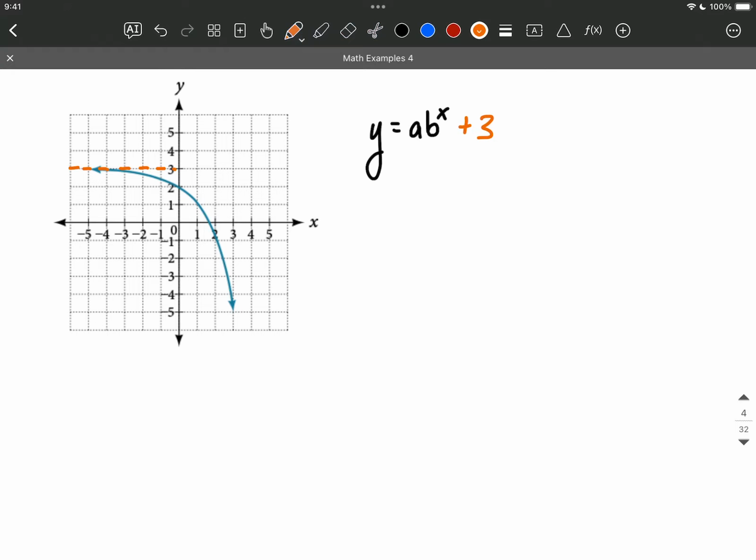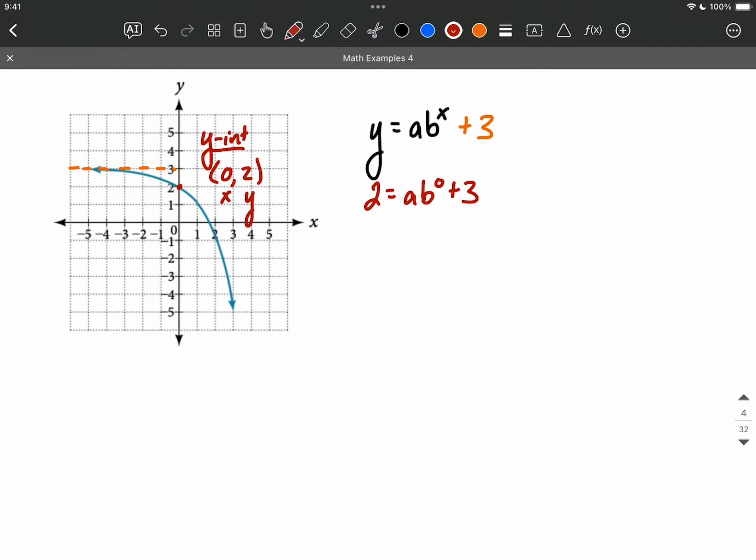Now we don't know either a or b at this point, so the first thing I'm going to look for is where our y-intercept is. If we can identify that, it's going to be the easiest, most positive thing we can do. So it looks like our y-intercept is right here. The y-intercept is at the ordered pair 0, 2. That corresponds with an x value of 0 and a y value of 2. So the next thing I'm going to do is replace y with 2 and x with 0.